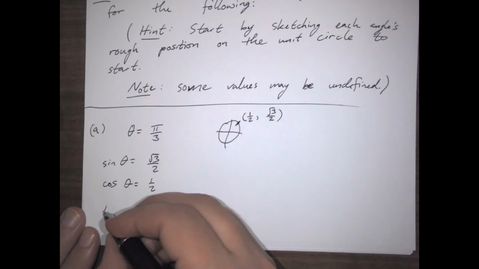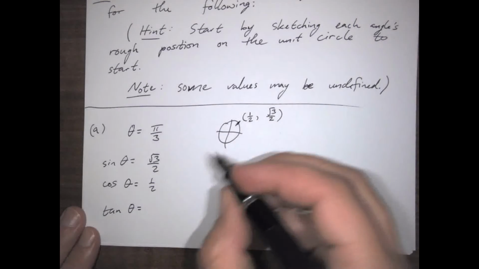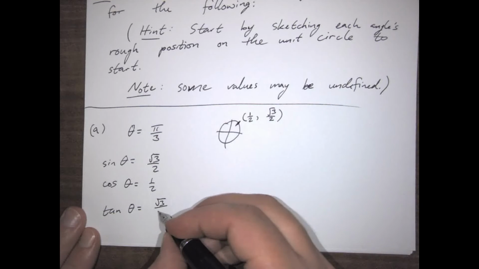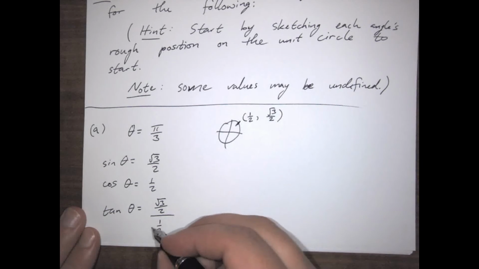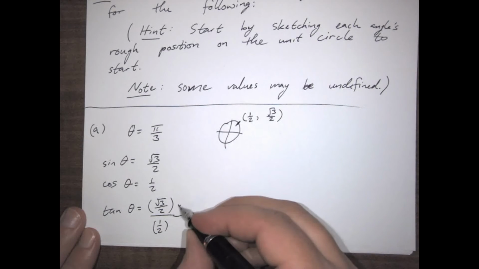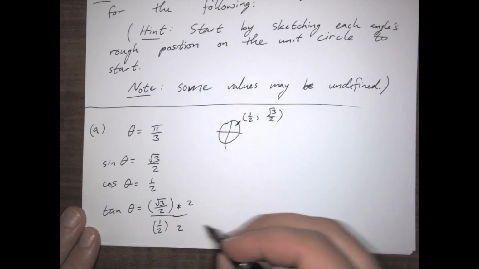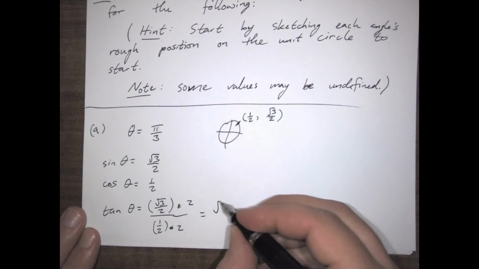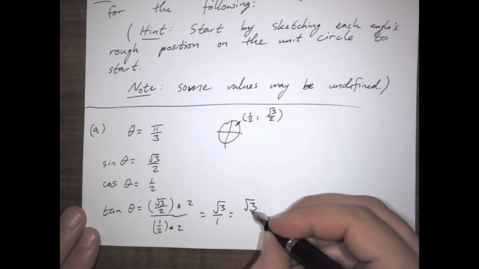All right, then tangent theta is equal to y over x. So that's root 3 over 2 divided by 1/2. And the easiest way to deal with that would be you just multiply the top and bottom each by 2 to cancel their denominators. And that's going to give you root 3 over 1. In other words, just root 3.